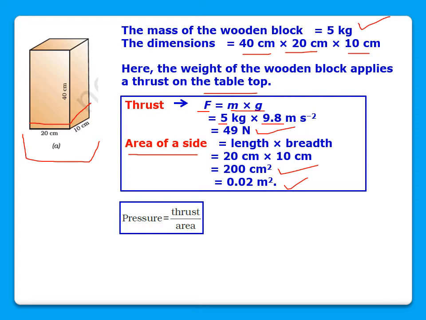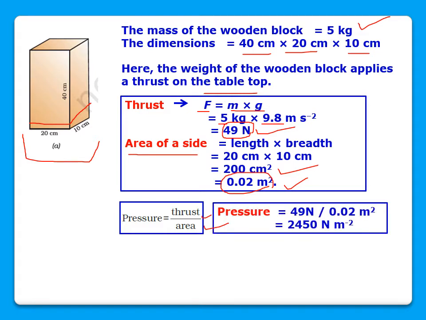We have to find out pressure. What is the formula to find out the pressure? The formula to find out the pressure is thrust upon area. And here you are having the value of thrust and area. Now you just have to substitute these two values in the formula and you will get your answer. So pressure is equal to 49 upon 0.02 and we'll get the answer. This is 2450 Newton per meter square.